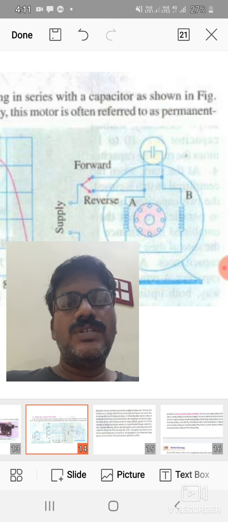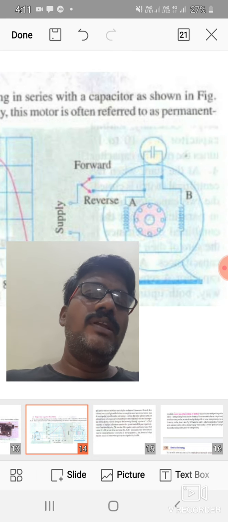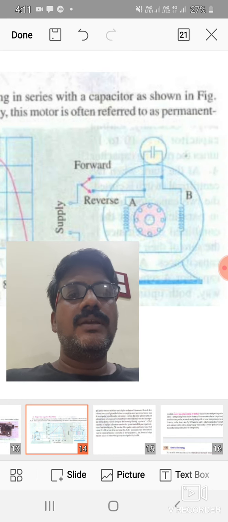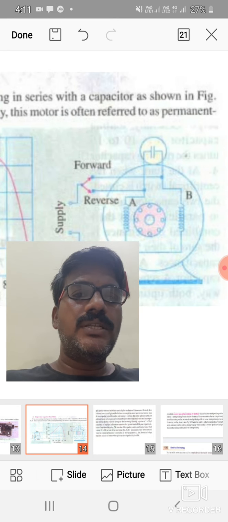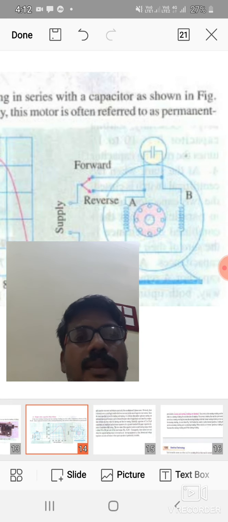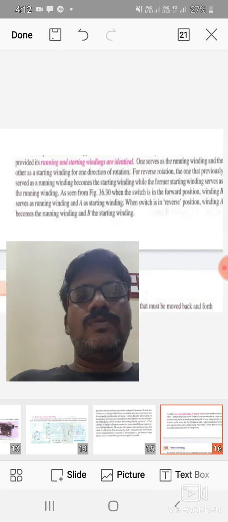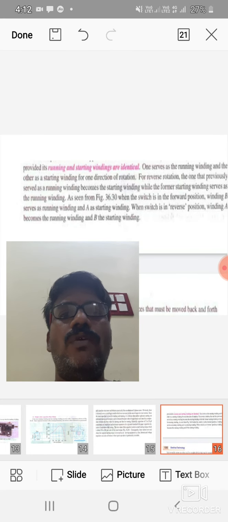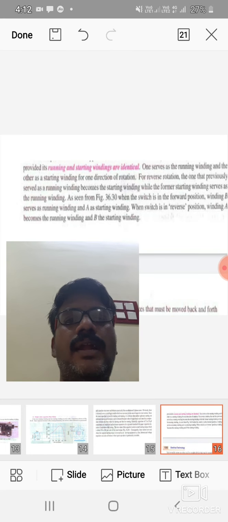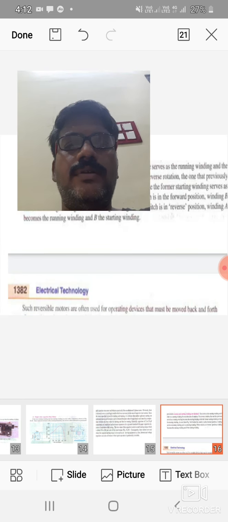Suppose the switch is in the reverse position, in that case the capacitor is connected to the A winding, sorry, the capacitor is connected to B. So the connections are reversed. When the switch is in the reverse position, winding A becomes the running winding and B becomes the starting winding.